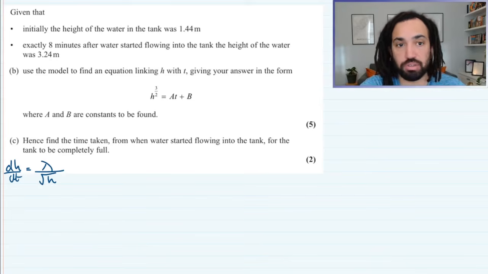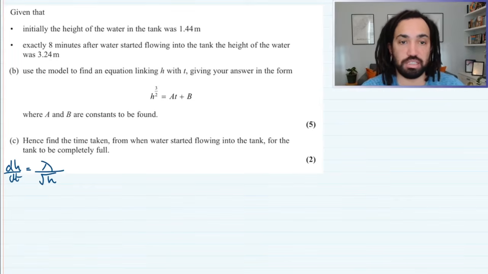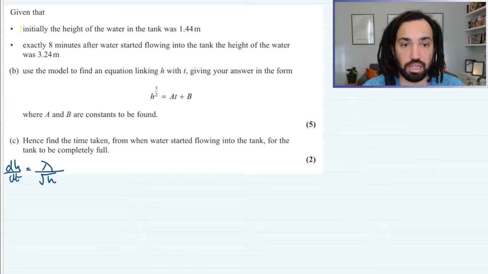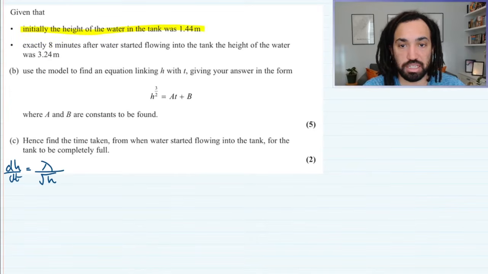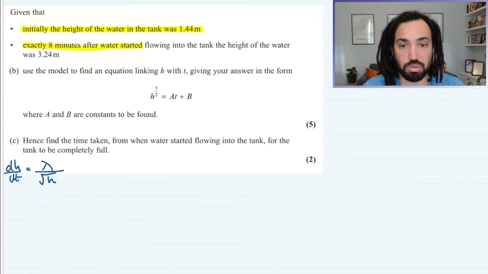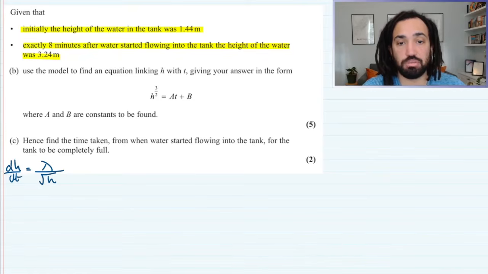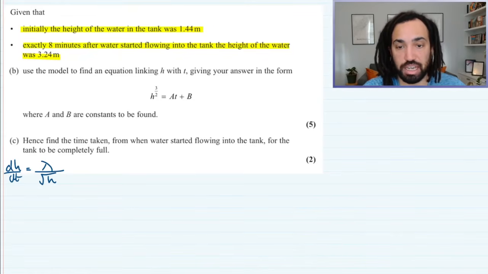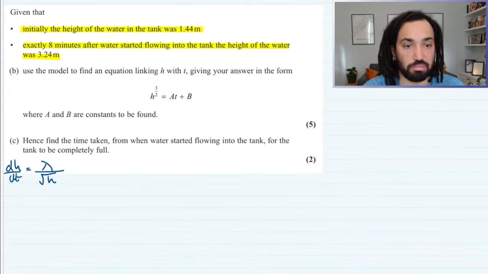Okay, moving on to the next part, it says given that initially the height of the water in the tank is this, and then exactly 8 minutes after the water started flowing into the tank, the height of the water was this. Use your model to find an equation linking h and t, giving your answer in this form where there are constants to be found.